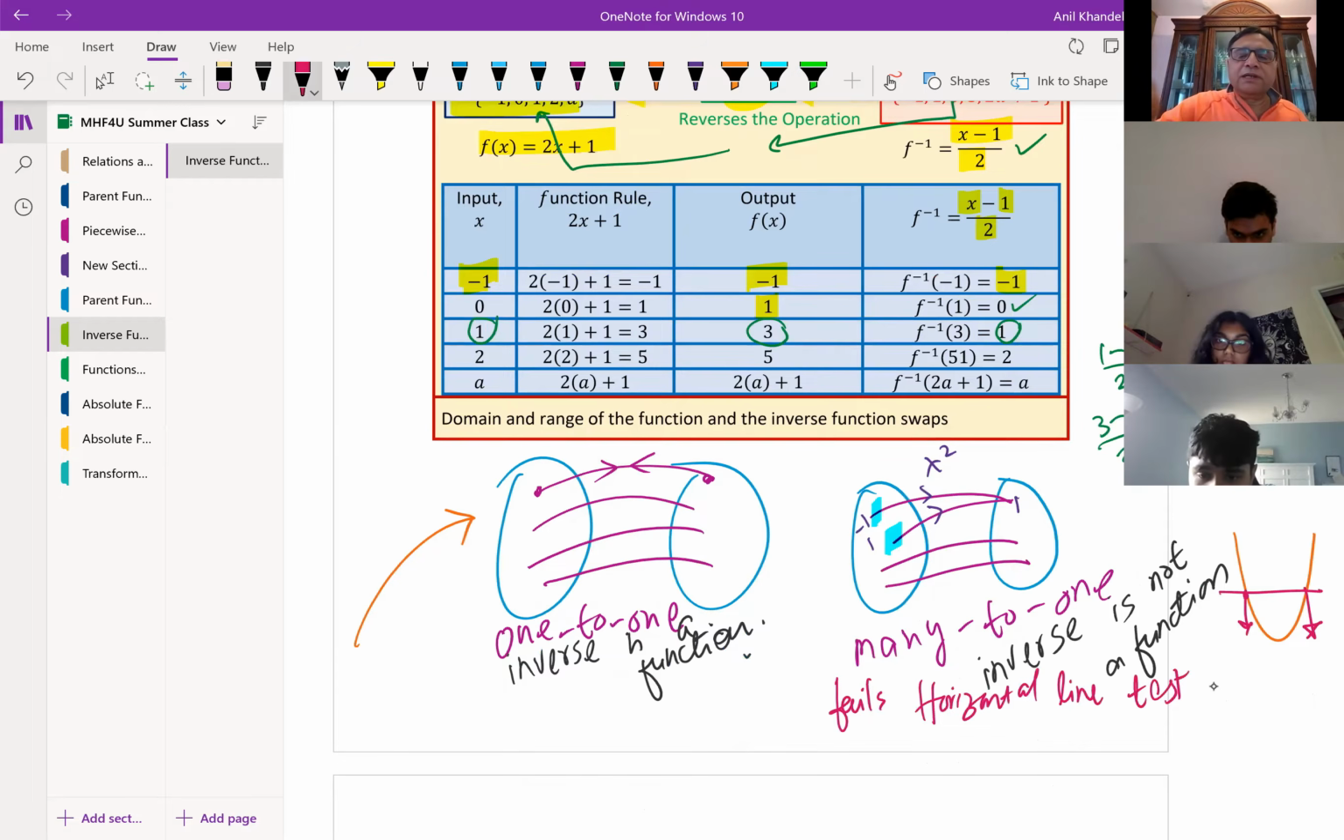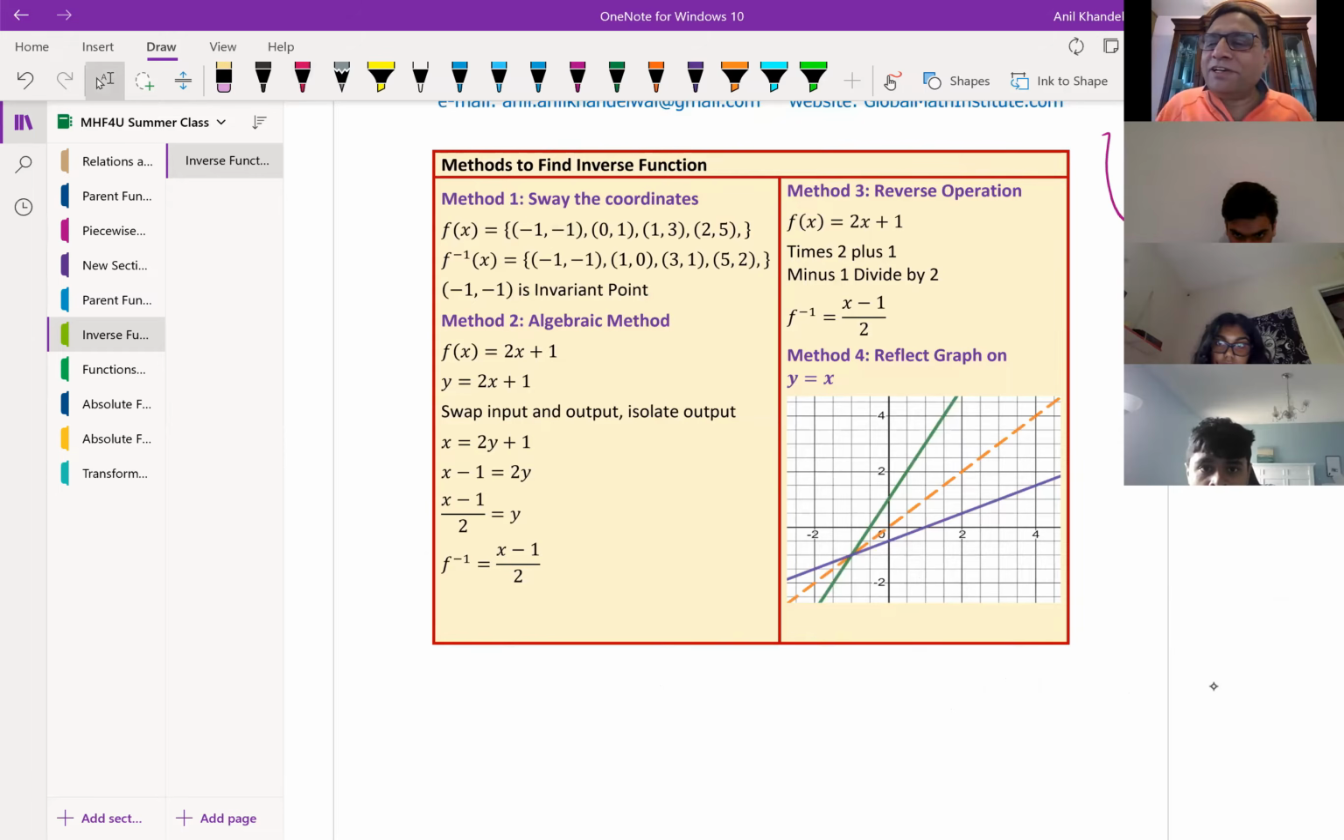And with this, let's move forward and take some examples. And as I was saying, I will tell you in a minute how we really find the inverse of a function. So I'll tell you 4 different ways of finding the inverse of a function. We'll go with the first method, which is swap the coordinates, because we've seen you have to change x to y and y to x to get the result, correct? Simple as that.